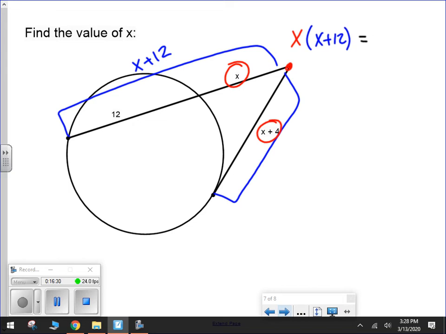Now over here, I distribute the x to both terms, so I get x squared plus 12x. And here we have to double distribute. Please don't write x squared plus 16. Okay? Make sure you double distribute. We've talked about this a couple times already. So x times x is x squared. I get 4x plus 4x, which gives me 8x. And then 4 times 4 is 16.